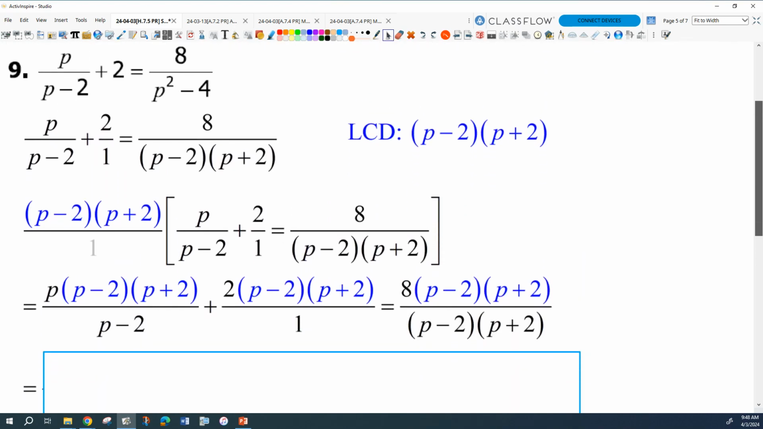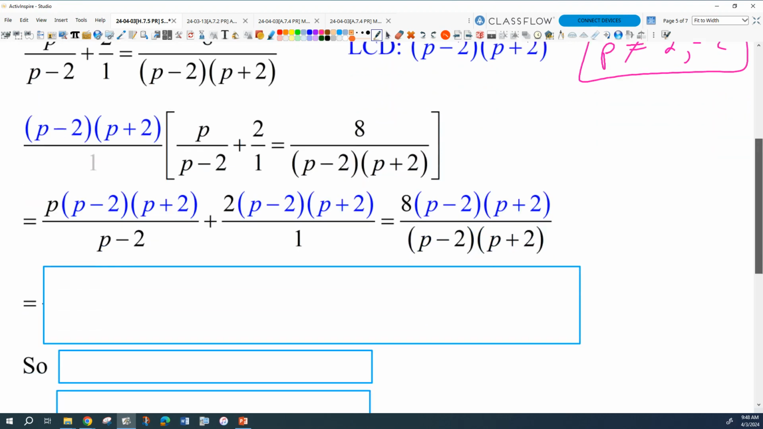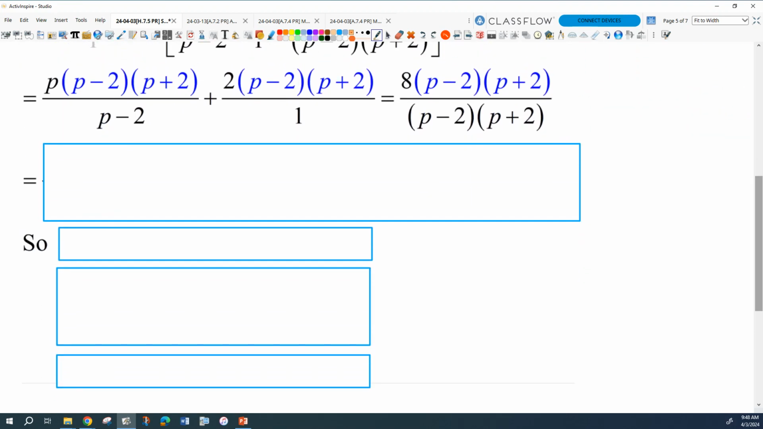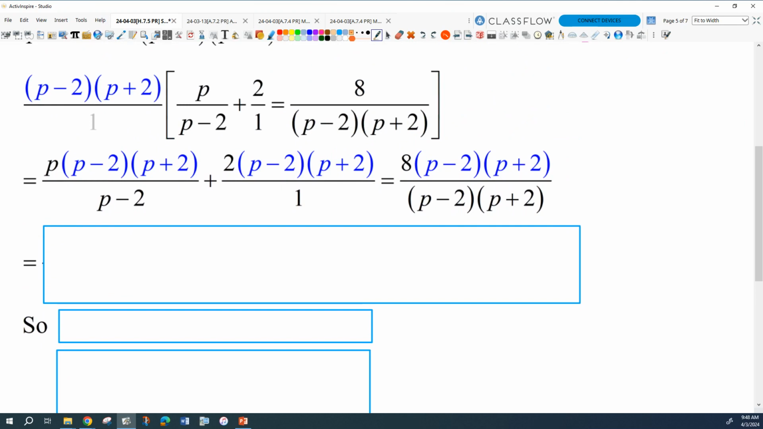What did we forget to do at the very beginning, though? Exclusions. Yeah, what are my exclusions? P cannot equal 2 or negative 2, right? Okay. All right, so if I distribute, I get my LCD times each of my original numerators.